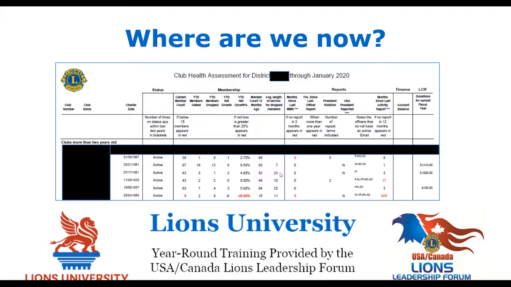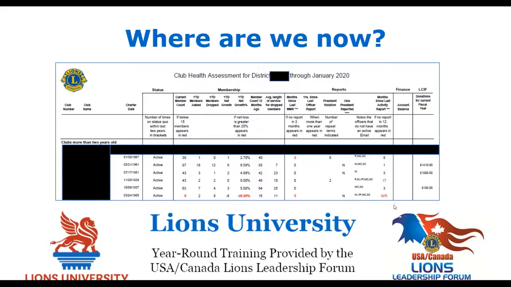Under the reports, 2 of the 6 clubs were at least 3 months late in MMR reporting. 2 of the 6 had repeat terms of president in the rotation. None of the 6 had a vice president reported, and all 6 clubs had at least one officer without an email address.